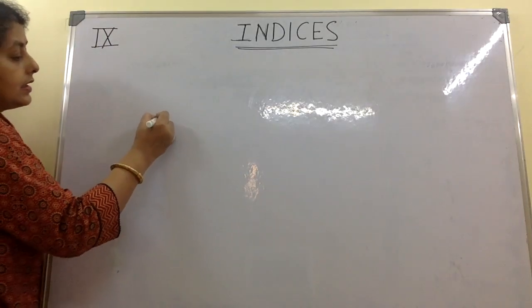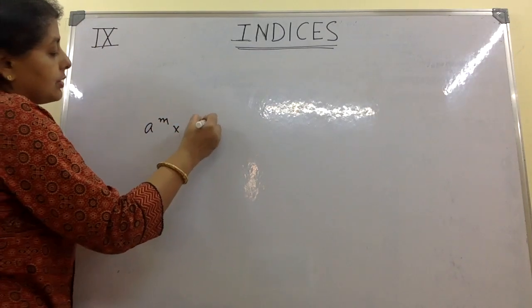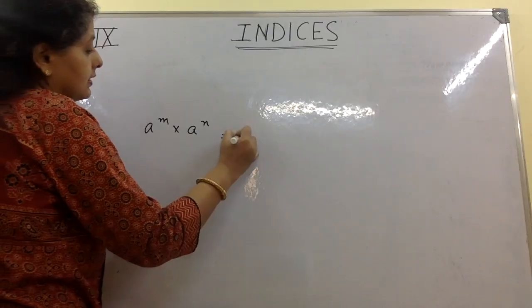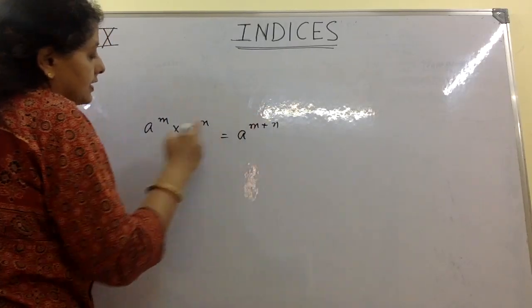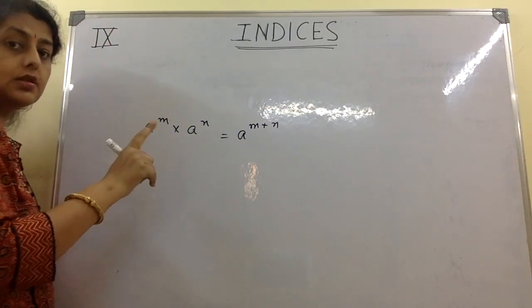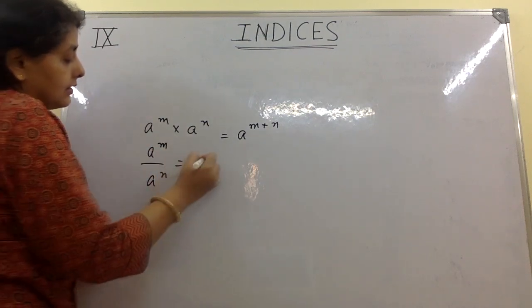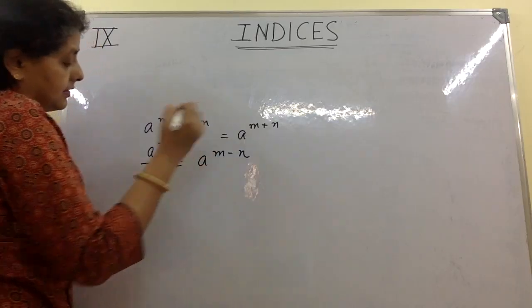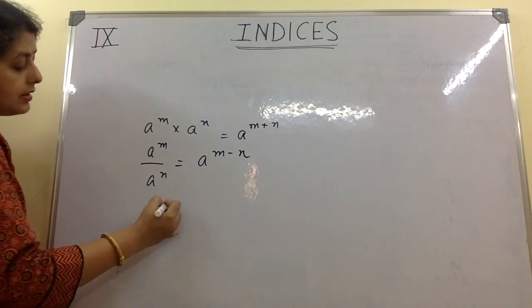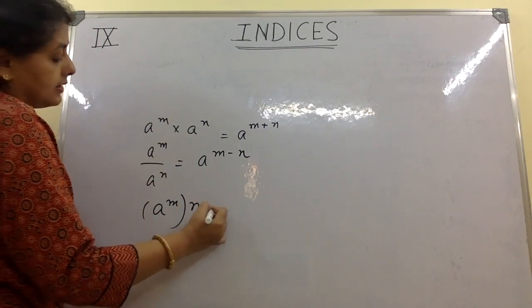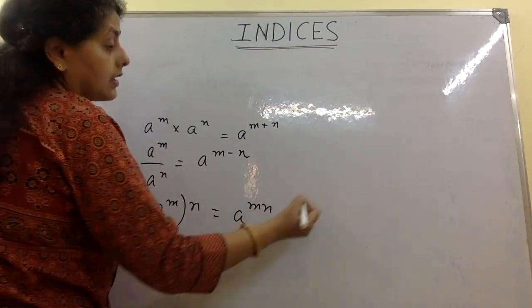Like a to the power m into a to the power n: the base is the same, so the powers get added. If it is multiplication here, the powers are added; if it is addition here, nothing can be done. A to the power m by a to the power n is a to the power m minus n. Again, a to the power m, whole to the power n, is a to the power mn.